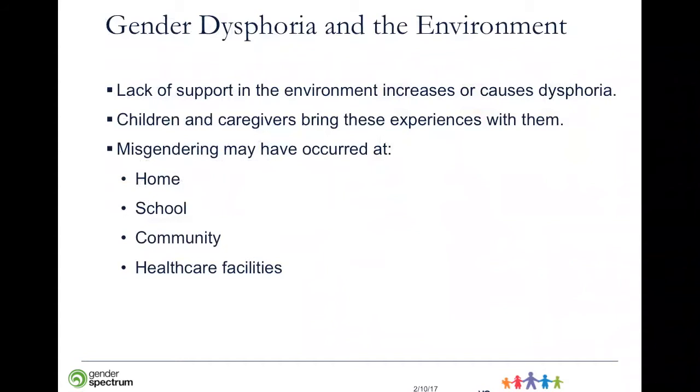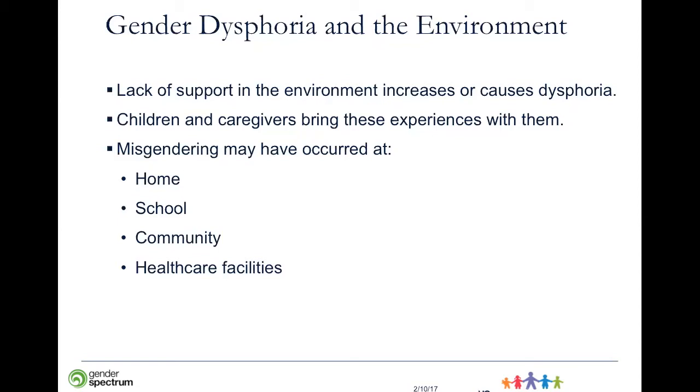How does the environment surrounding a young person impact their sense of gender dysphoria? Gender dysphoria is related to interactions between the child and their environment. So we know that lack of support in the environment can increase or even cause gender dysphoria. This can come from interactions of the child or adolescent with their home environment, their caregivers, their extended family. It can relate to their school environment or the experiences that they have when they go to the clinic or hospital.